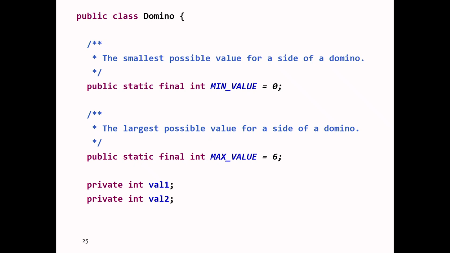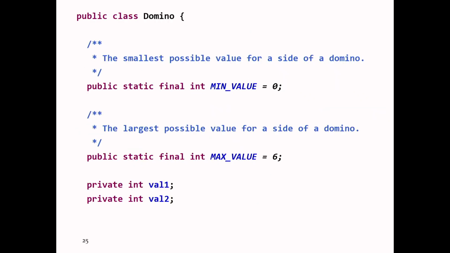Final means you can only assign this variable a value once. Right? So if you say min value equals 0, there's your assignment once. You can't do it again. If you try to do it again, the compiler will flag that as an error. Right? So that looks a lot like a const int in C. Right?